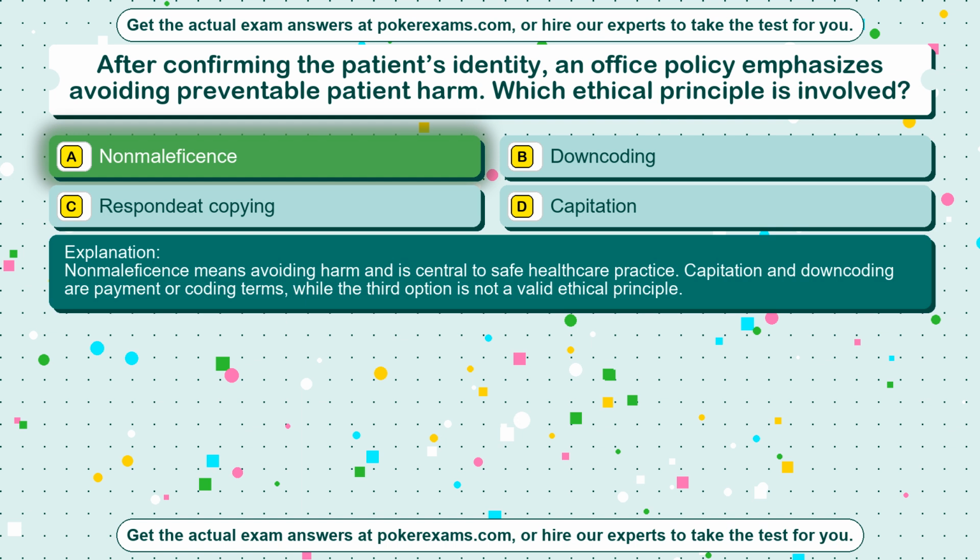Non-maleficence means avoiding harm and is central to safe healthcare practice. Capitation and downcoding are payment or coding terms, while the third option is not a valid ethical principle.